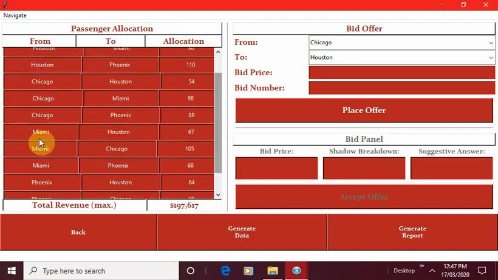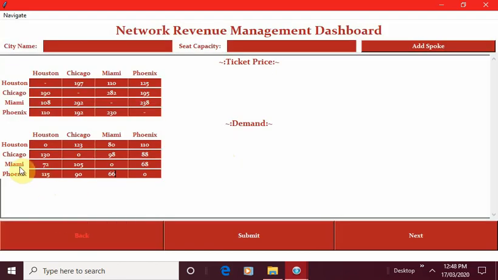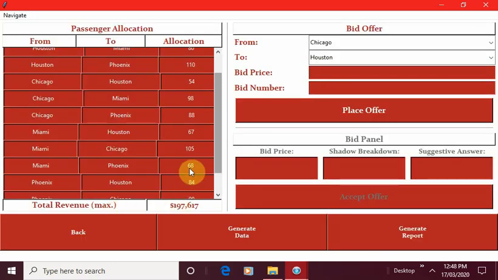In the same way we'll look at the other figures. As I said, the Houston ticket prices were the lowest. Miami to Houston is 67. Let's go back and check that. Miami to Houston was 72 tickets. The demand was 72, and the tickets allocated were 67.